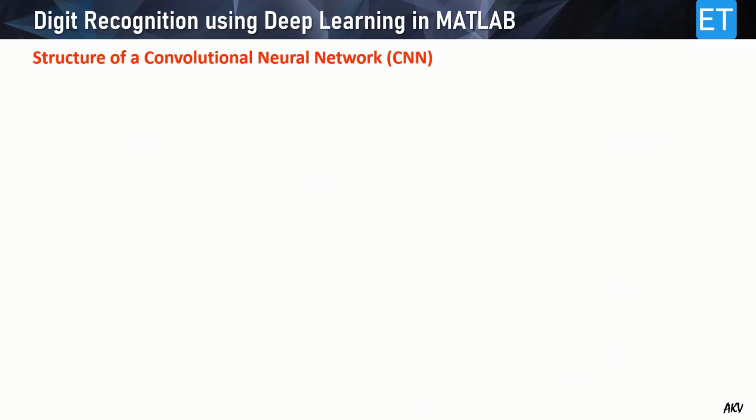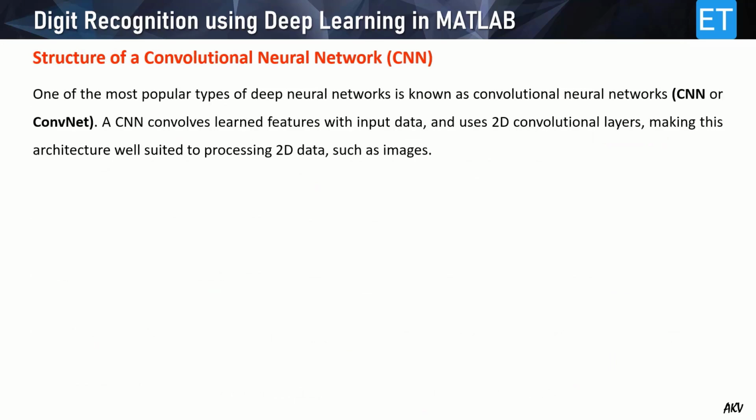Now let's see the structure of the convolutional neural network. The convolutional neural network is one of the most popular types of deep neural network, which is known as a CNN or ConvNet in short. A CNN learns features from the input data and uses two-dimensional convolution layers, making this architecture well suited to process 2D data such as images.